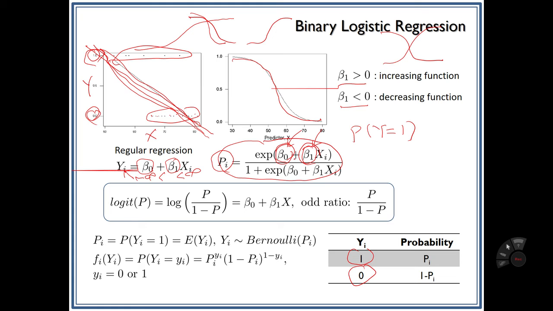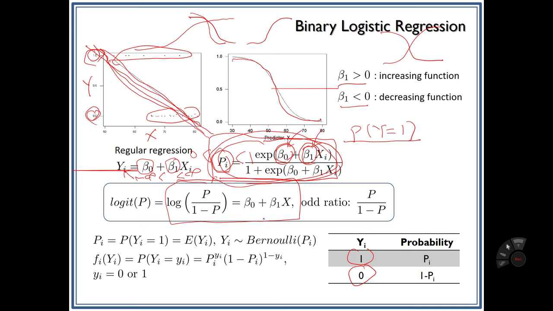And what is good about using this formula, this S-shaped curve, to make a prediction model is that this P ranges from 0 to 1. So it can be thought of as a kind of probability that y becomes 1. And in fact, this formula is equivalent to this one: log of p over 1 minus p equals beta 0 plus beta 1 times x.